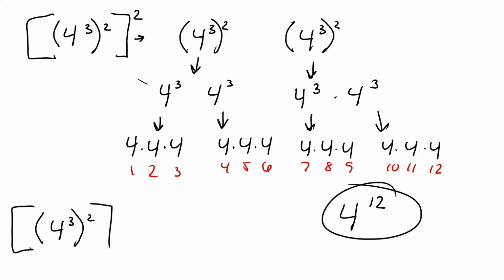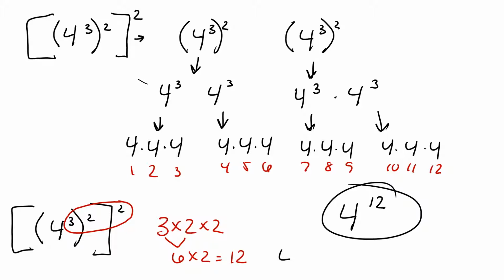Now the exponents can also be multiplied using that shortcut method. We multiply all of the exponents together. 3 times 2 times 2. We know that 3 times 2 is 6. 6 times 2 is going to give us 12. Keeping the base number 4 the same, we still end up with the same answer, 4 to the 12th power.